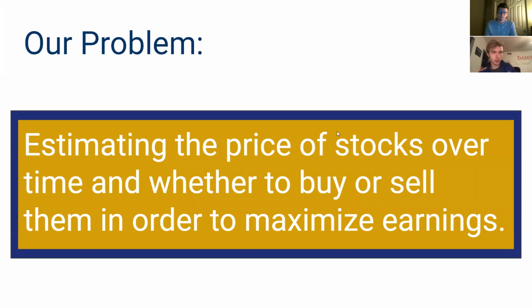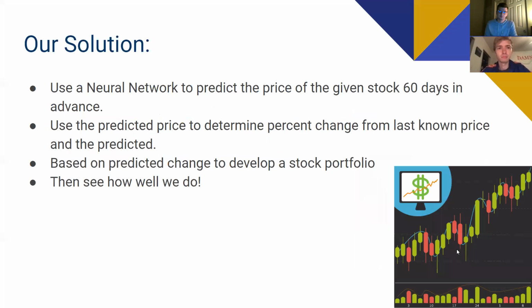As the title suggests, our goal is to predict stock prices in the future so we can maximize earnings. Our solution is to use a neural network to predict the price of a given stock 60 days in advance, and use the predicted price to determine a percent change, either positive or negative, from the last known price to the predicted price 60 days out. Then, using that percent change, we'll develop a stock portfolio from the variety of stocks we studied, and see how well we did.